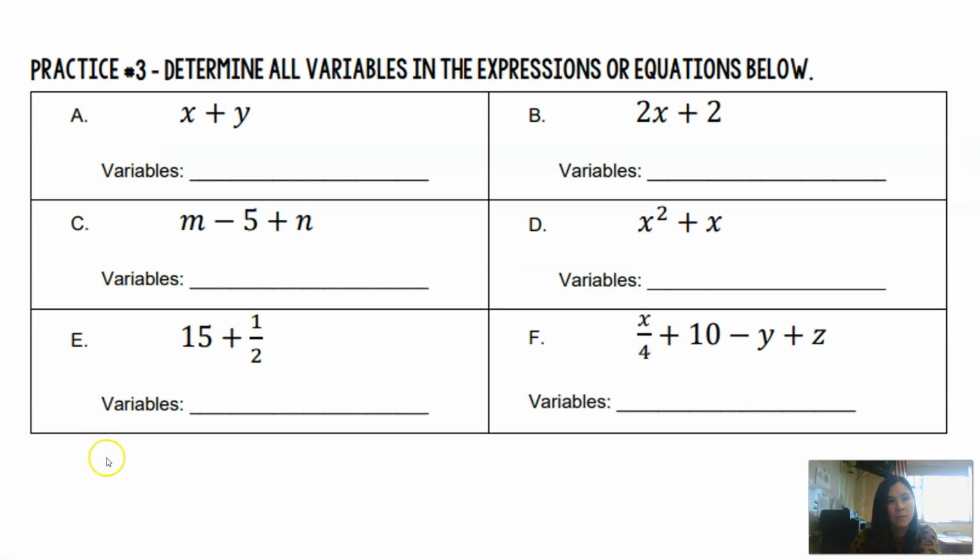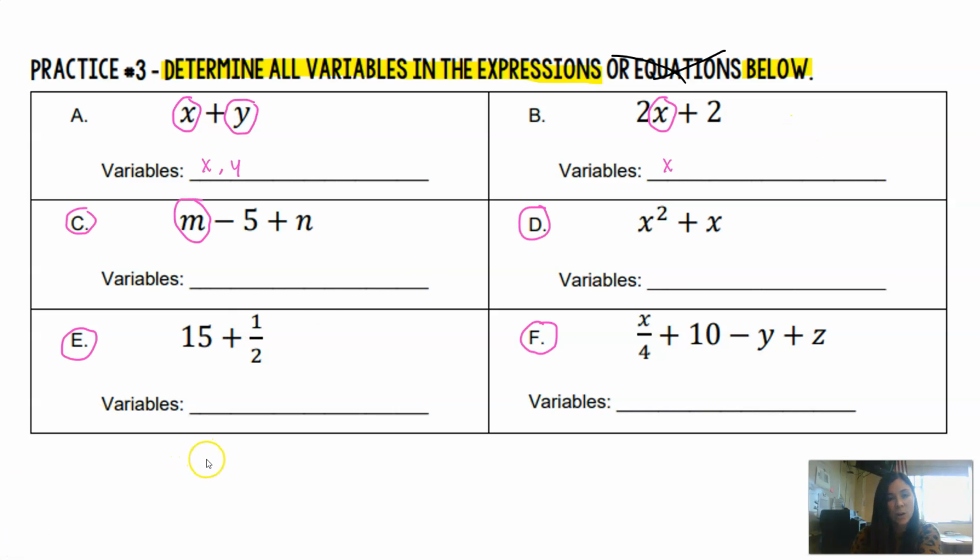The final practice activity says to determine all variables in the expressions below. There are no equations. In letter A, we have x plus y. We have x and y. Those are our variables, x and y. In letter B, we have 2x plus 2. The only variable is x. Pause for a moment and you try C, D, E, and F.